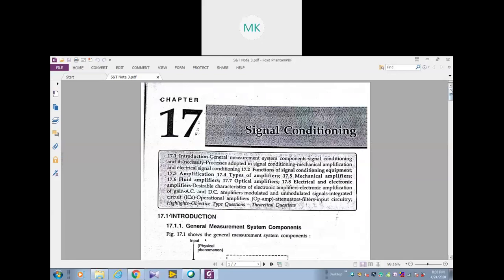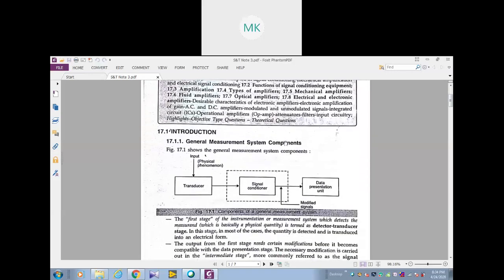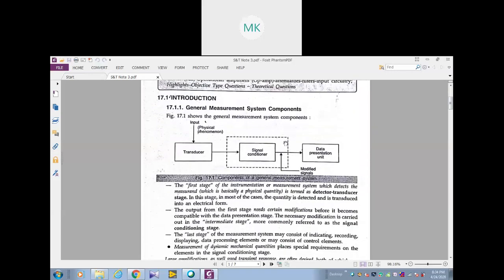Hello everyone. Today we will start with the third module. The first portion is signal conditioning. Now see the first block diagram, that is the general measurement system components. In a general measurement system, what are the basic components? The first one is the transducer.